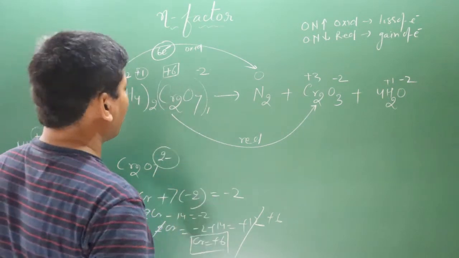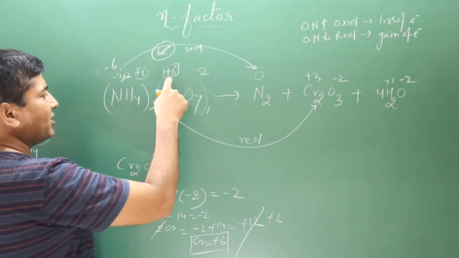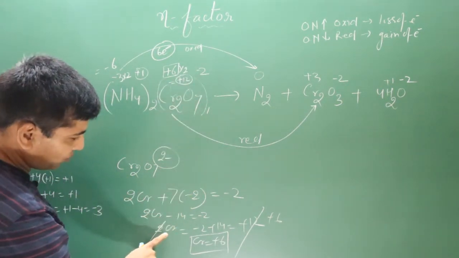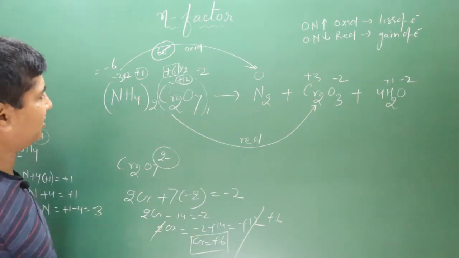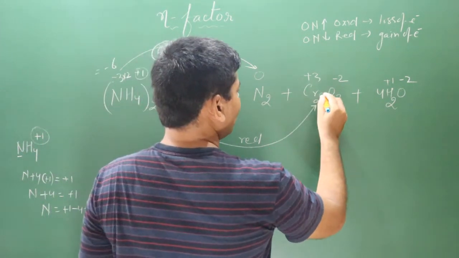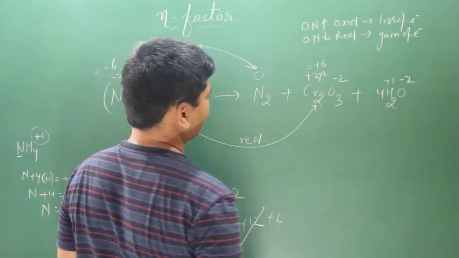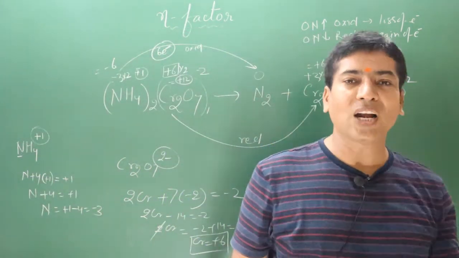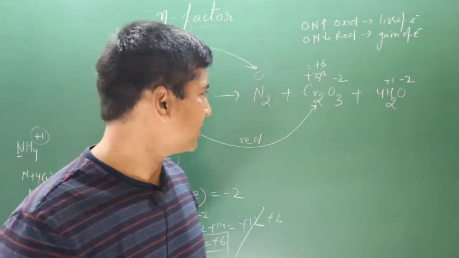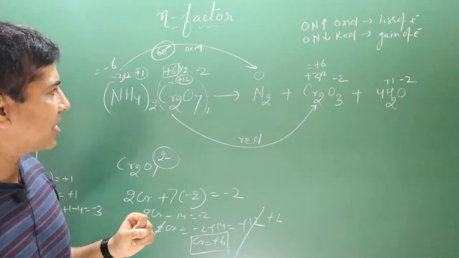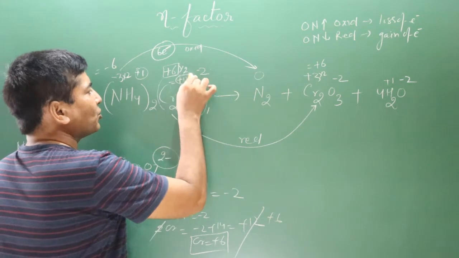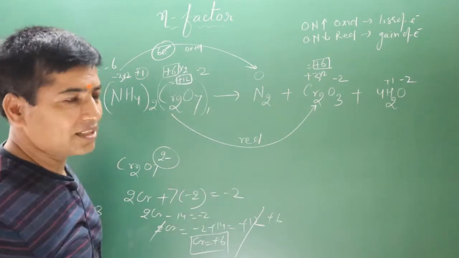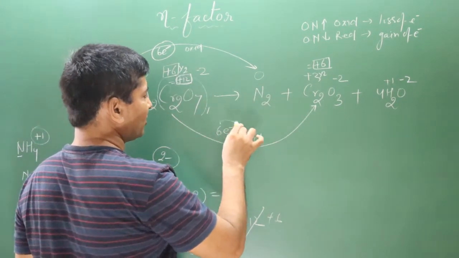You can see how many chromium are there. There are 2 chromium. Since chromium is plus 6, 2 chromium multiplied by 2 gives plus 12. For 1 chromium it is plus 6. On the other side 1 Cr is plus 3, then 2 Cr multiplied by 2 is plus 6. Now find the difference in oxidation number. When we calculate the difference in oxidation number, we always balance the number of atoms. Cr is already balanced. For 2 Cr plus 12 to plus 6, the difference is 12 minus 6, which is 6 electrons. 6 electrons are gained.